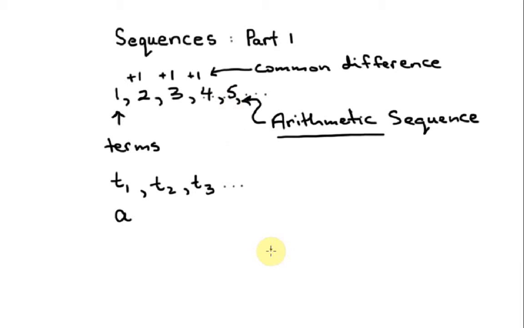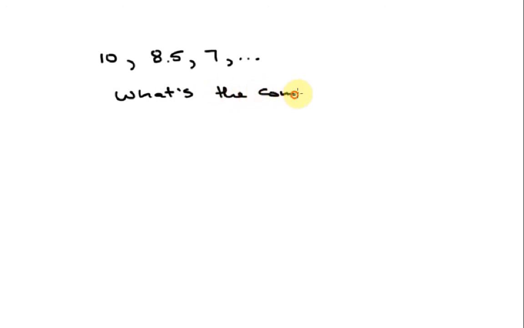All right, let's clear this off here and look at an example of a slightly more complicated sequence. So what if I had a sequence that looked like this? Say I started with a 10, and then the next number was 8.5, and the next number was a 7, and so on. Maybe the question is, what's the common difference? And probably you can tell pretty easily, but what's the common difference?